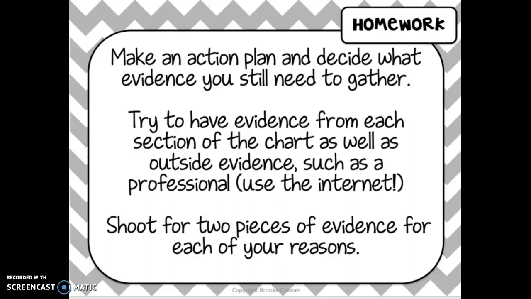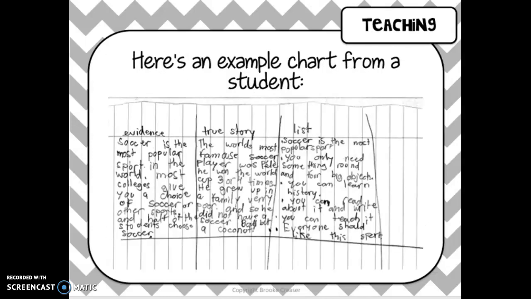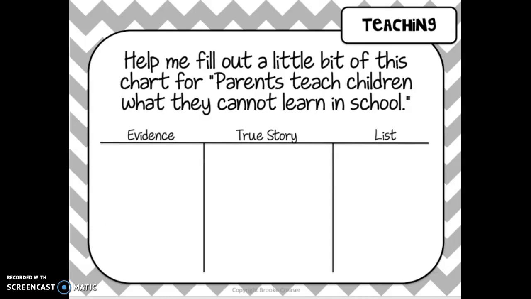Our job today is to make an action plan and decide what evidence you still need to gather. Try to have evidence from each section of the chart in your story, as well as outside evidence, such as a professional. You can use the internet for that. What you're doing today is creating a chart like this.